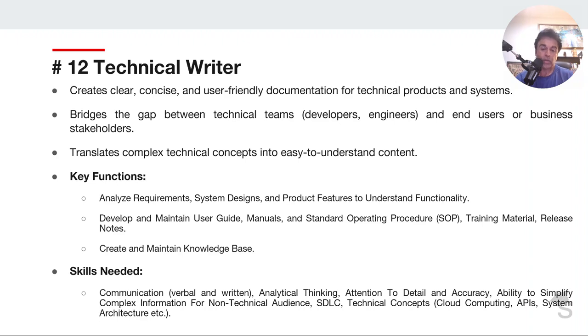Skills that will be required to become a good technical writer are communication, verbal and writing, analytical thinking, attention to detail and accuracy, ability to simplify complex information for non-technical audience. Knowledge of software development lifecycle, technical concepts like cloud computing, APIs, system architecture will be of great value.